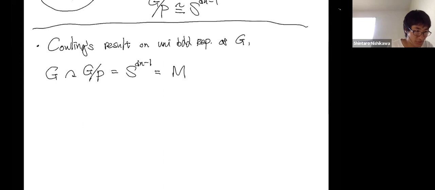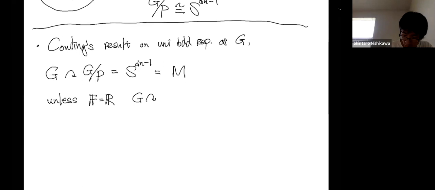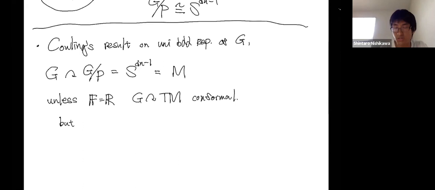So I'm gonna first mention that unless F is R, so if G is SU(n,1) or SP(n,1), the G action on this space is not conformal. So the tangent space action is not conformal. This is very important to know. On the other hand, if F is R, then as you know, SO(n,1) is the conformal group of a sphere.